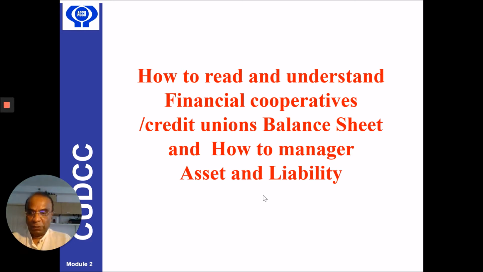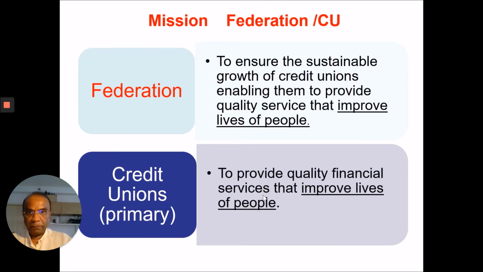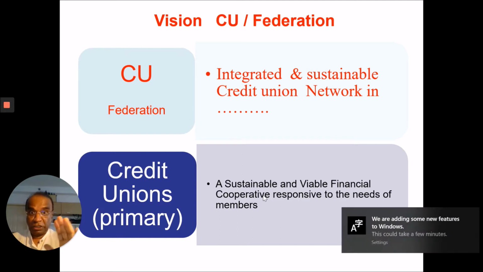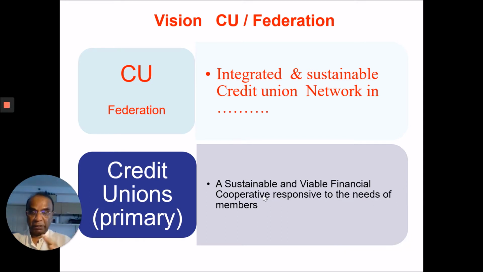Before that, I will explain our credit union vision statement. Everybody understands the credit union vision statement at the federation level. They're looking for a sustainable integrated network. I will explain later what sustainability means, but I'm not going to go into sustainability now. At the primary level, we also use the words sustainable and viable, and respond to the members' needs.